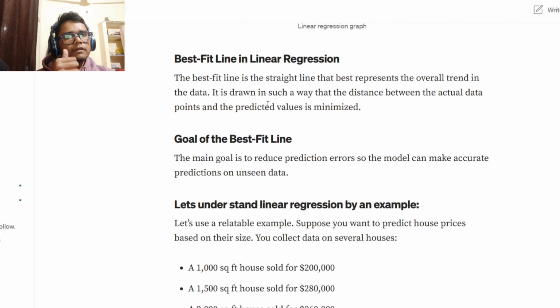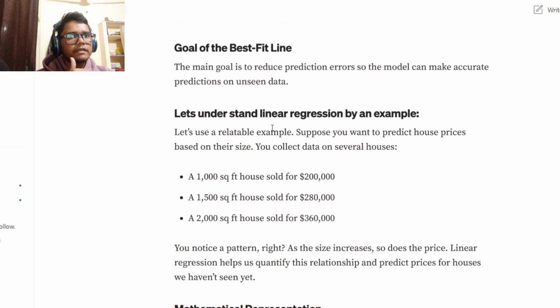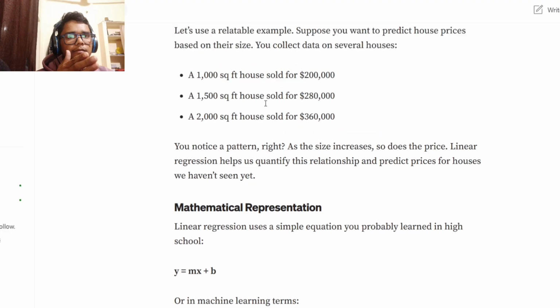What is the best fit line? The best fit line is the straight line that best represents the overall trend in the data. It is drawn in such a way that the distance between the actual data points and the predicted values is minimized. Goal of the best fit line: the main goal is to reduce prediction errors so the model can make accurate predictions on unseen data.